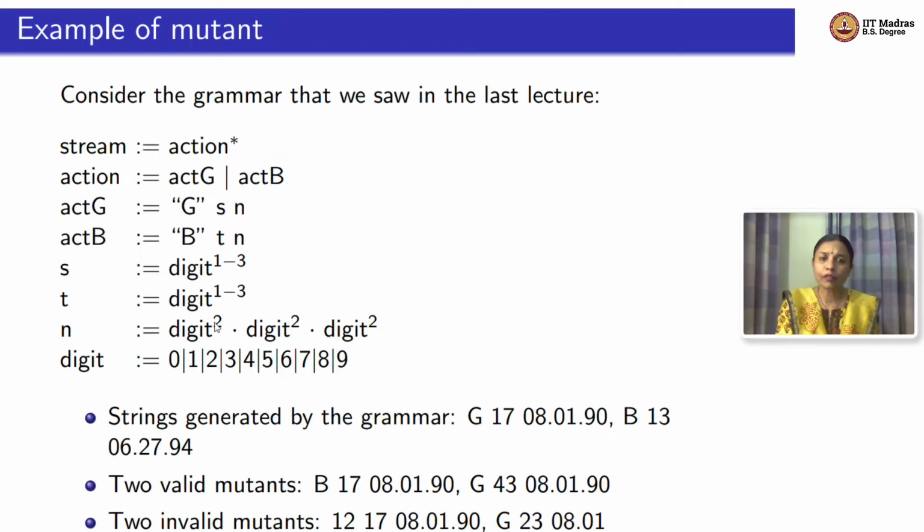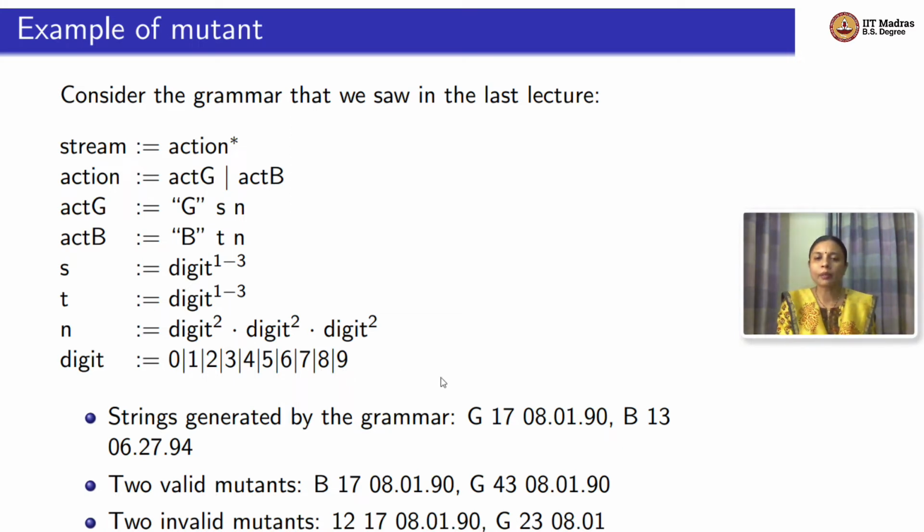So here is an example of applying mutation to an input. You remember this grammar? We saw it last time. A stream is a sequence of actions. Actions begin with a G or a B, followed by an S and an N, or a T and an N. S is a sequence of digits, minimum 1, maximum 3. T is also a sequence of digits, minimum 1, maximum 3. N has 2 digits followed by a dot, followed by 2 digits, followed by a dot, followed by 2 more digits. A digit can be any number from 0 to 9.